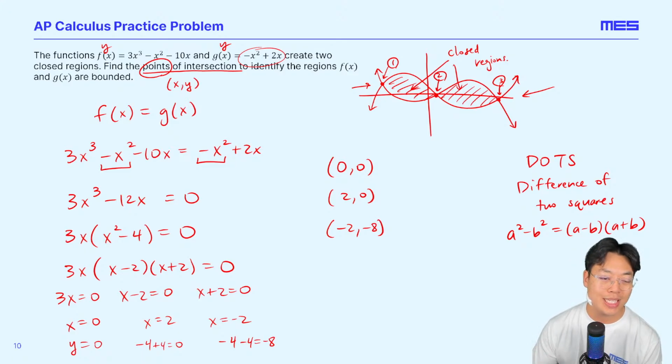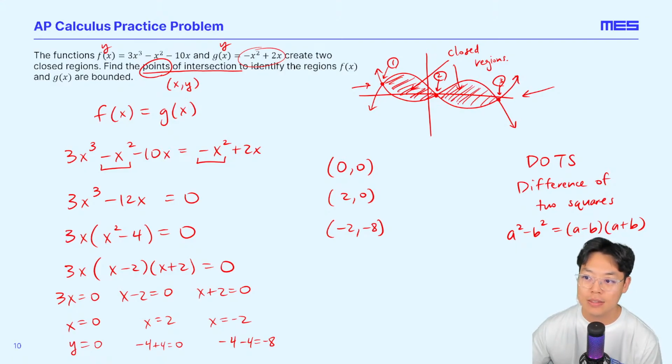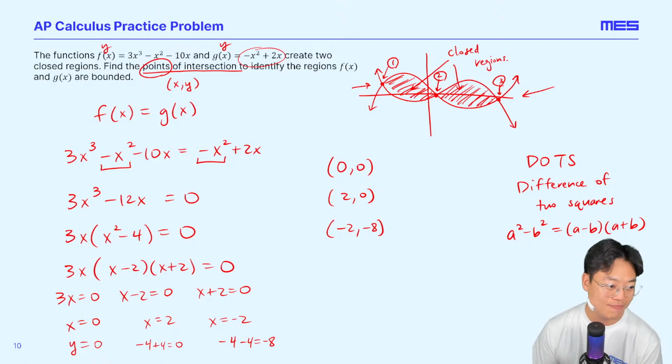These are the 3 places that the functions f of x and g of x will intersect in order to create closed regions like these. This is not the exact graph of f and g of x, by the way. This is just a sketch, and I wanted to show you what 2 closed regions might look like between 2 functions. Okay, here we go.